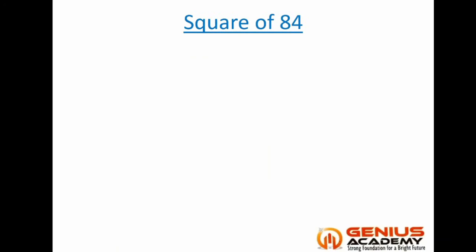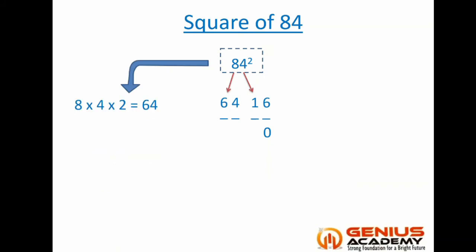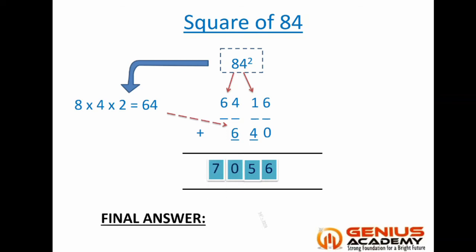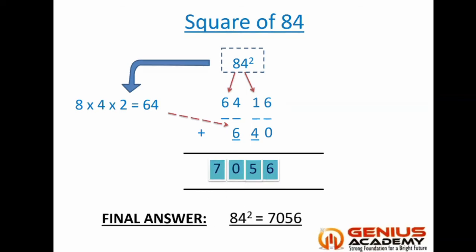Next number, let us try 84. So 84 square. 8 square 64, 4 square 16, 0 comes here and multiply three numbers. So 8 into 4 into 2 is 64. Put 64 here and add two numbers. So we get the final answer, 7056. So 84 square is 7056.